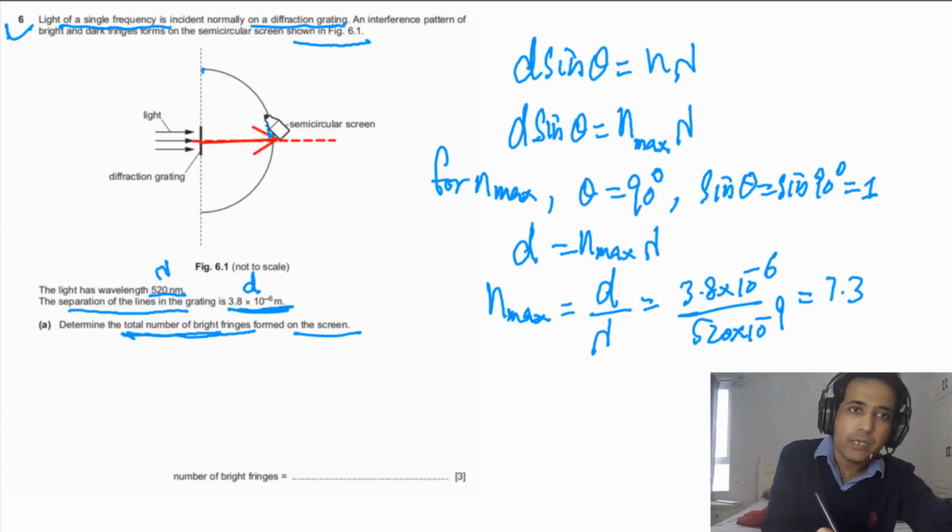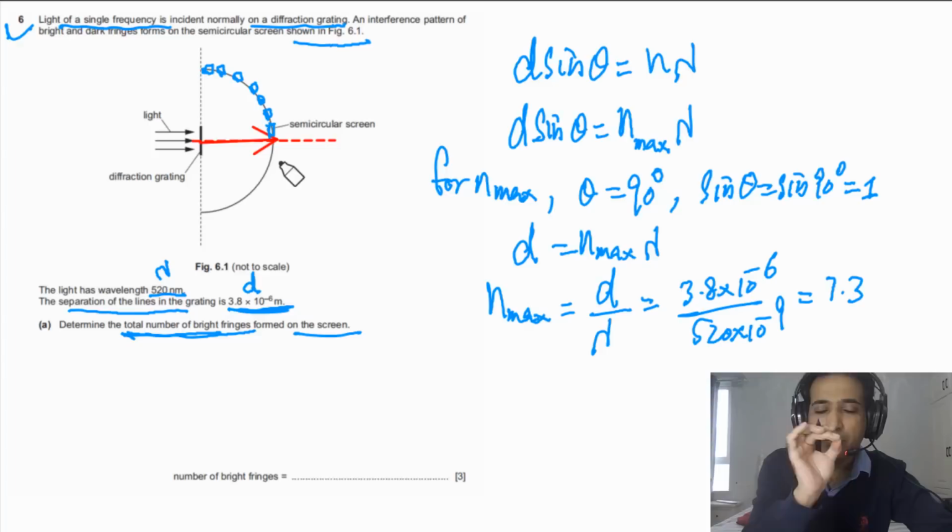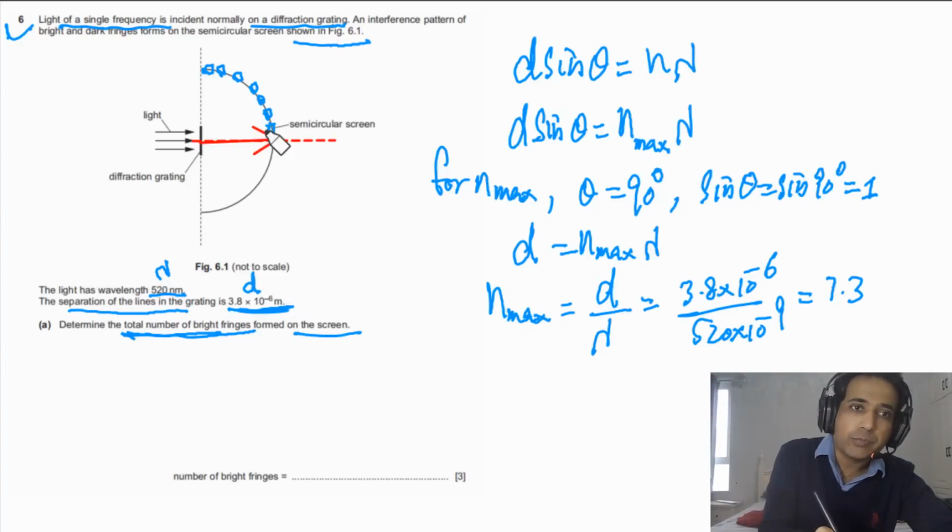So this is 1, here can be 2, here can be 3, here can be 4, here can be 5, here can be 6, here can be 7. There is no half fringe or less than 1 fringe. It can be 1 complete fringe or no fringe. So it means we have 7 here. So 1 we will have here, and 7 we will have here. So 7 bright fringes here, like this: 1, 2, 3, 4, 5, 6, 7.